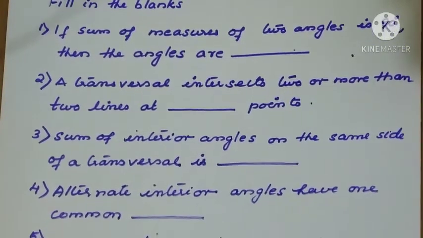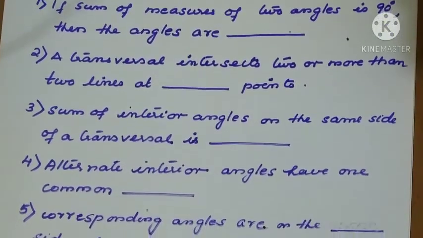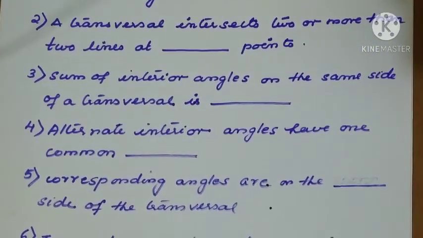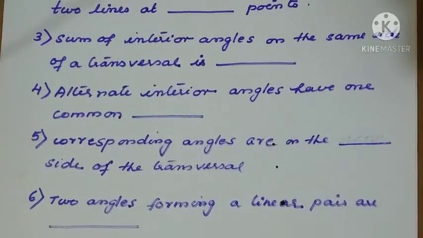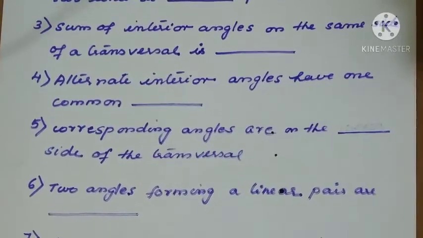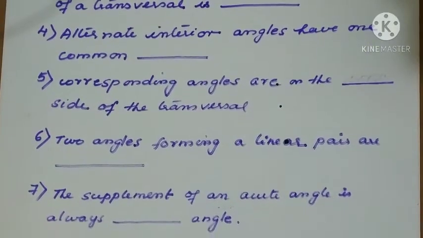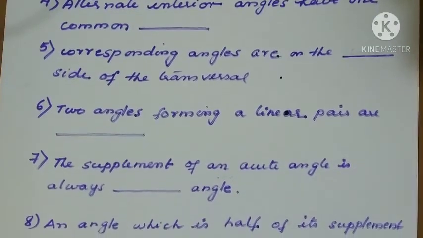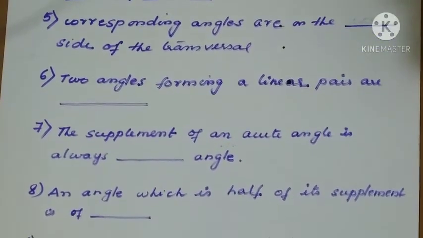The first question, if the sum of measures of two angles is 90 degree, then the angles are dash. Second question, a transversal intersects two or more than two lines at dash points. Next question, sum of interior angles on the same side of the transversal is dash. Question number 4, alternate interior angles have one common dash. Fifth question, corresponding angles are on the dash side of the transversal. Sixth question, two angles forming a linear pair are dash.